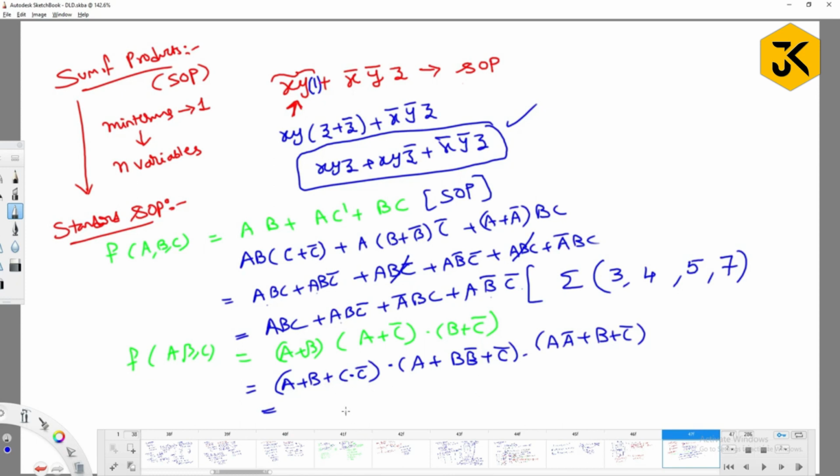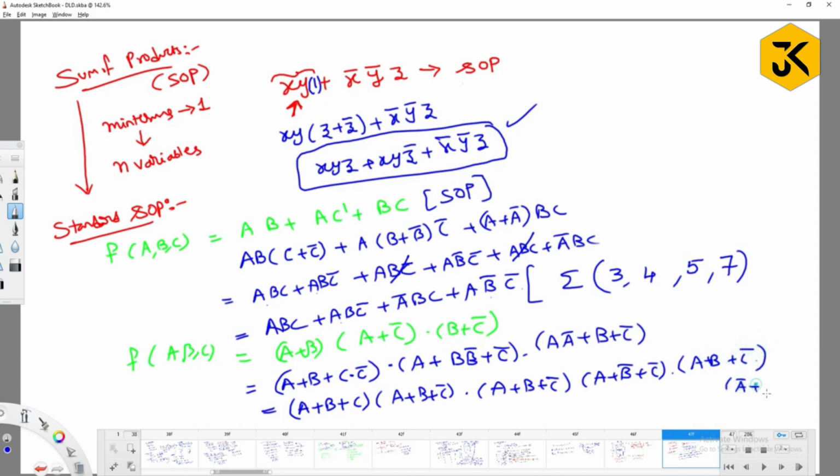So you can simply make use of x plus yz, which is (x plus y) into (x plus z). Like (a plus b plus c) into (a plus b plus c bar), (a plus b bar plus c bar), (a plus b plus c bar), (a bar plus b plus c bar), right? Yes.